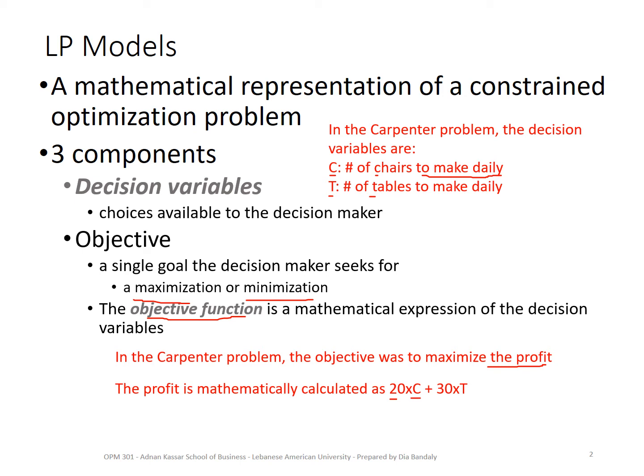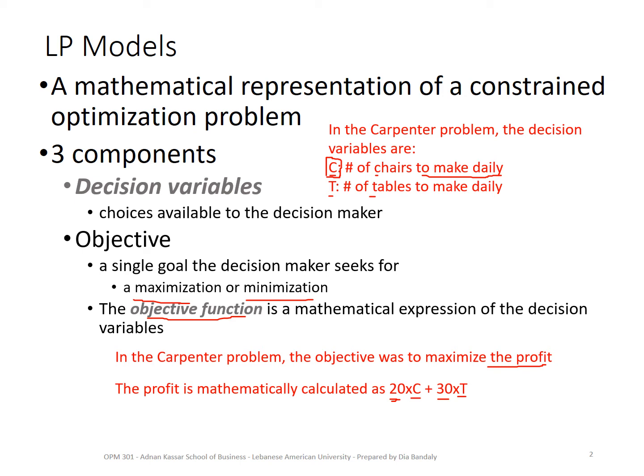And remember that we defined C as being the number of chairs to make. So when I multiply the number of chairs by $20 per chair, I will get how much profit I can get from the chairs. And when I multiply $30 per table by the number of tables, I will get the profit that I get from the tables. So the total profit is 20 times C plus 30 times T.